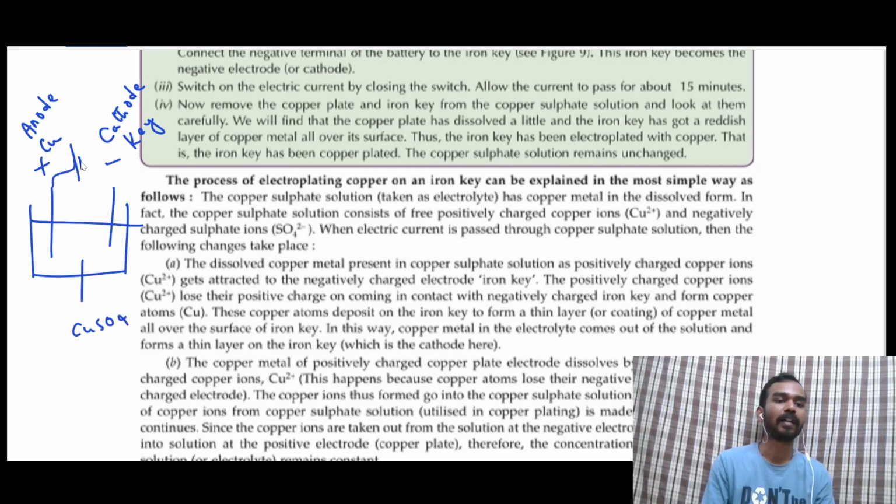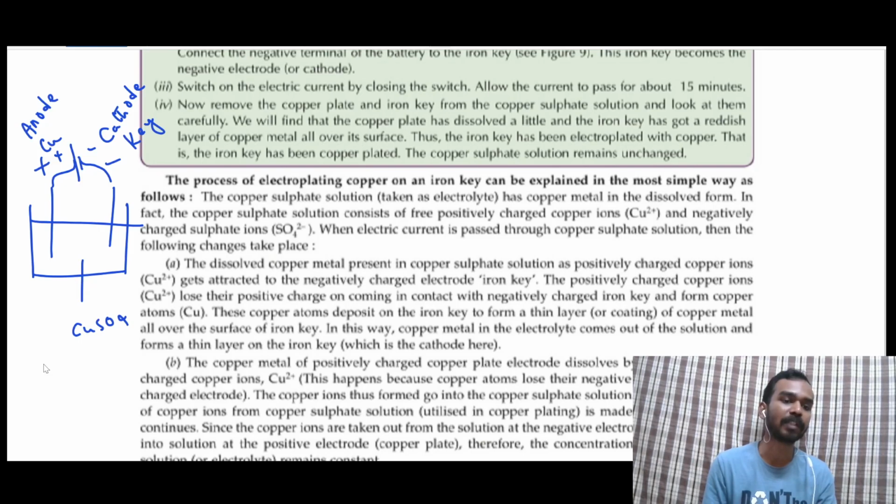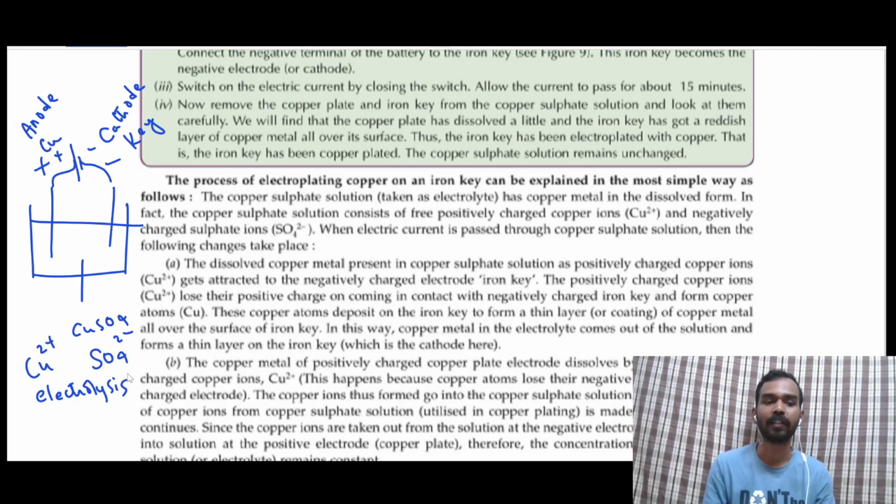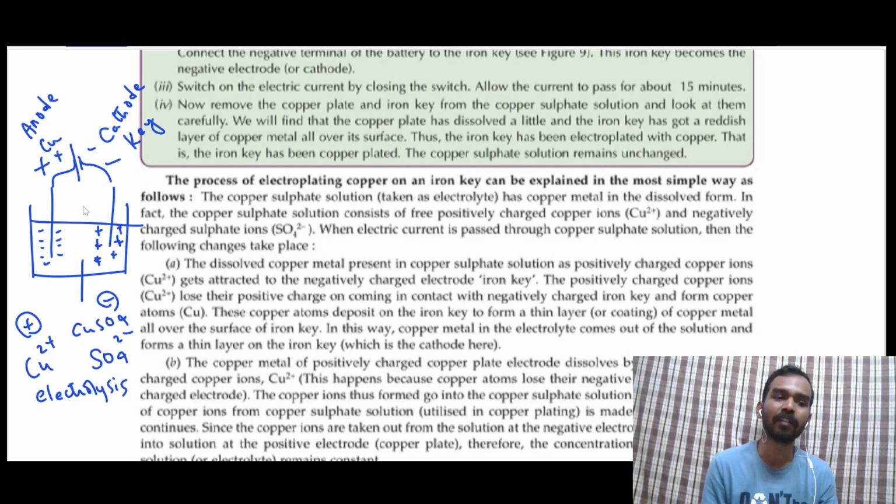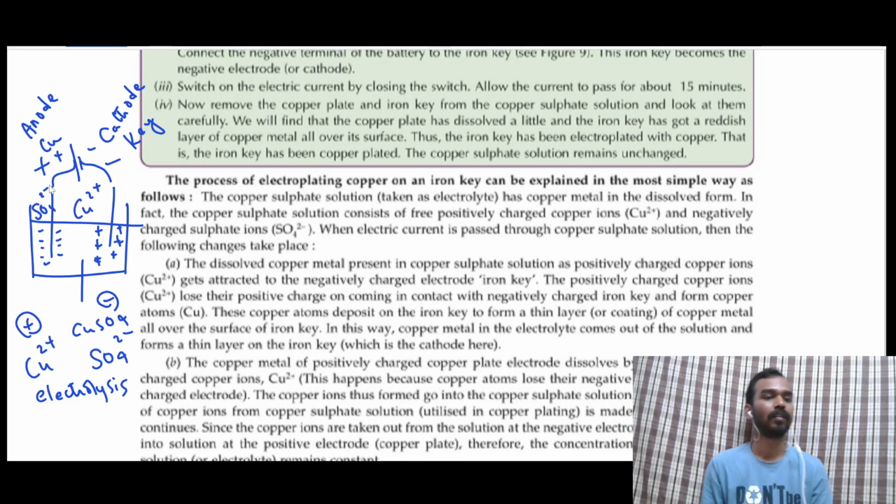Now when you pass current, as I told, first the current will separate this copper sulfate into copper and sulfate ions. This is called electrolysis, chemical decomposition. So it will get separated. Now you have plus and minus, copper and sulfate. Sulfate, being negative, will go here, and the positive will go here. What is positive here? Copper, right? What is negative here? Sulfate. Understood?